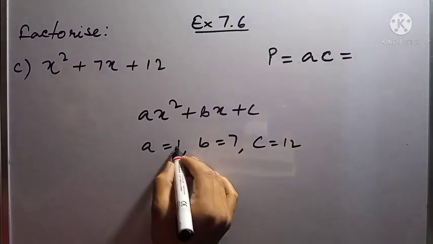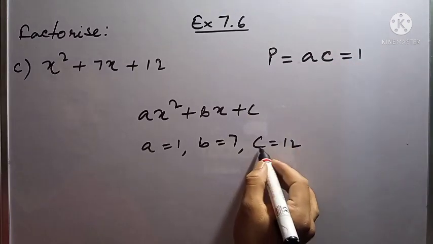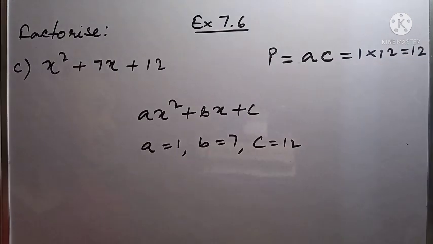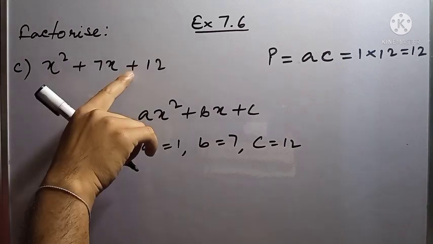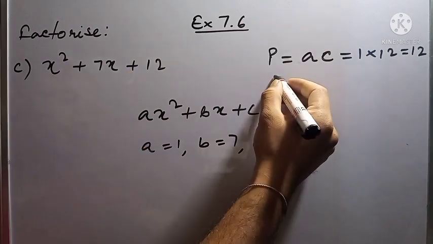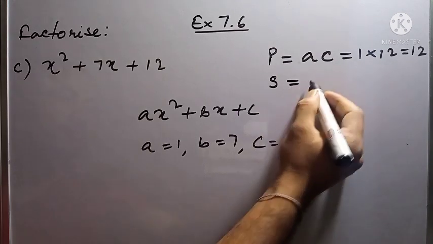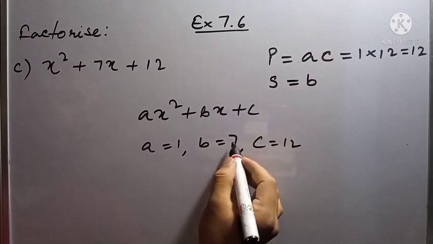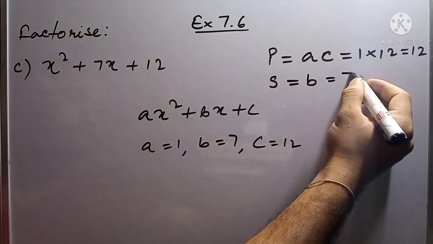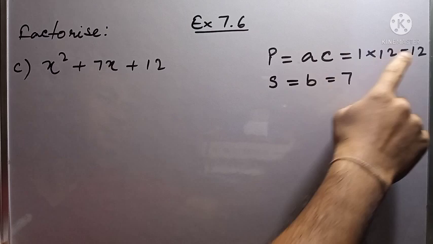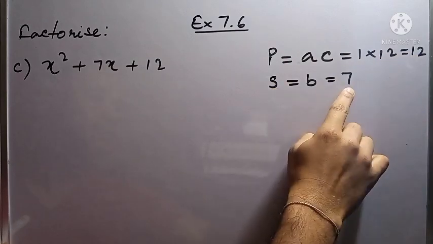What is our a here? A means 1. What is c here? 12. So 1 into 12, how much we get? We get here 12. Okay, what is the sign of this constant term? This is plus. So I'll write here S. S means sum. S will be given by this b. What is our b here? B means 7. Let us see. We are looking for the two numbers whose product is 12 and the sum is 7.